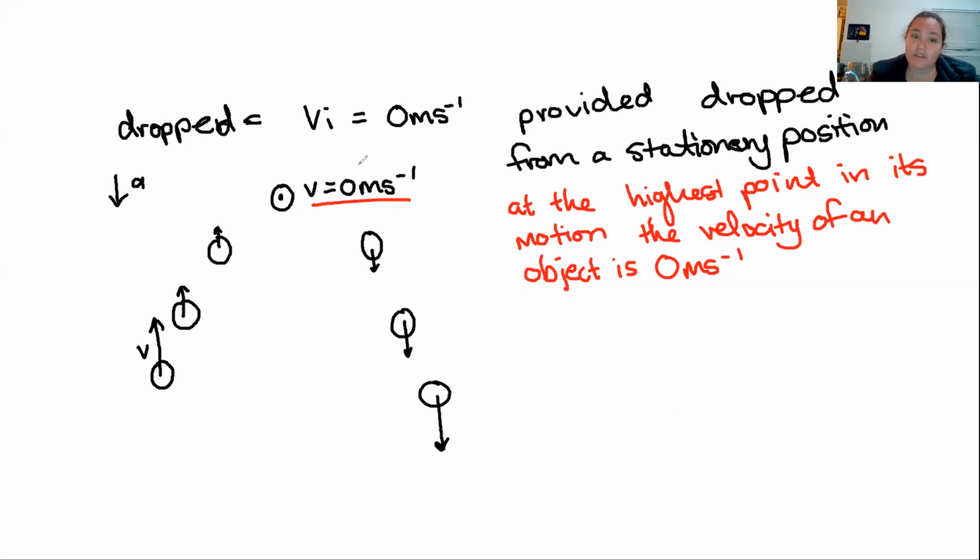Another way that you could think of this is that, say we said that upwards was positive, its velocity goes from being positive to being negative, and the only way that it can go from being positive to being negative is briefly going through a zero. Very importantly, at the highest point in its motion, while its velocity is 0 meters per second, its acceleration is still 9.8 meters per second squared downwards.